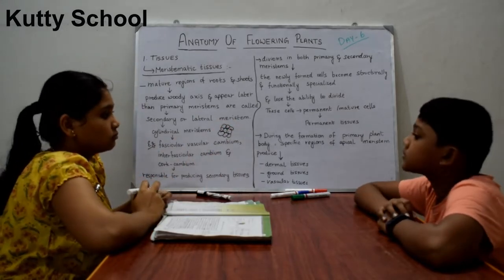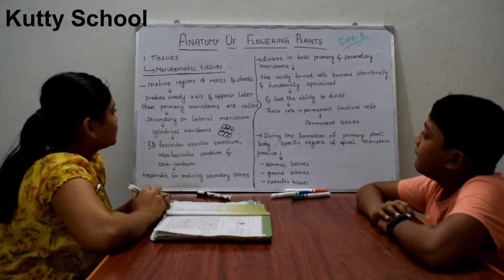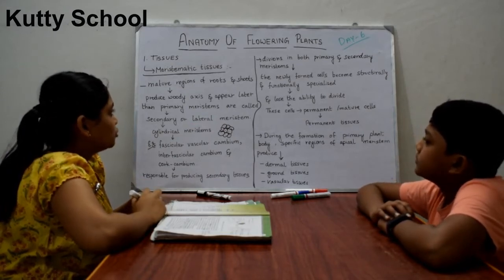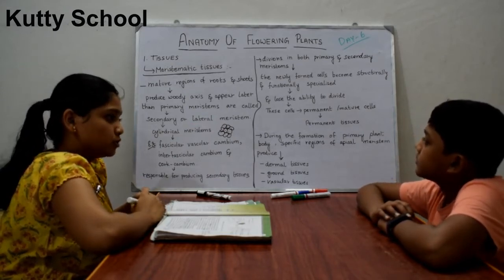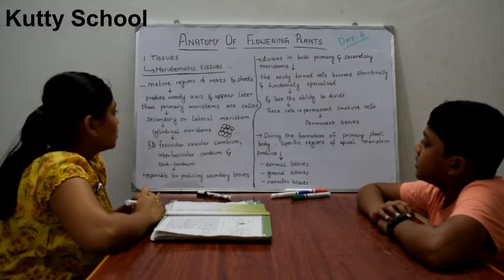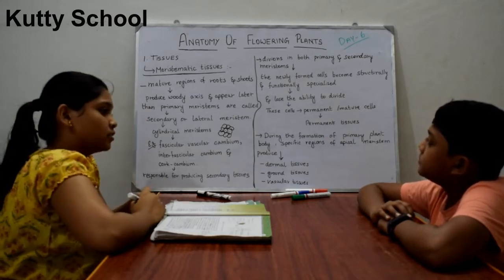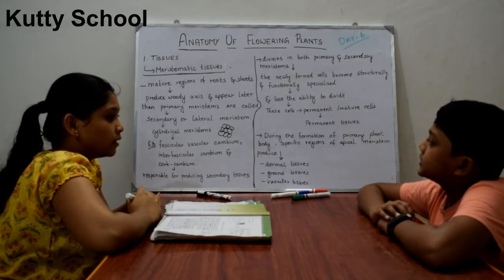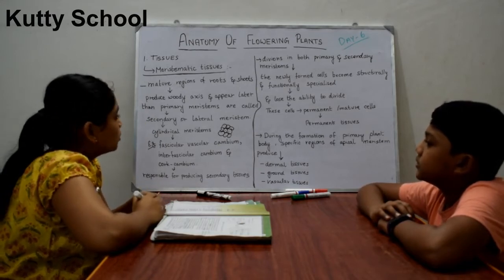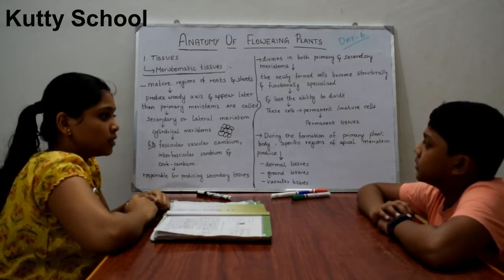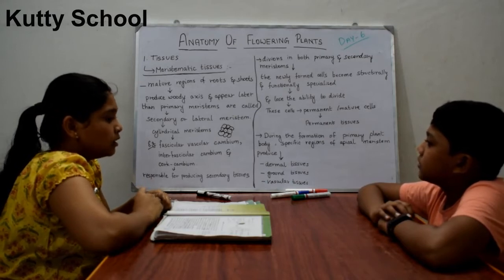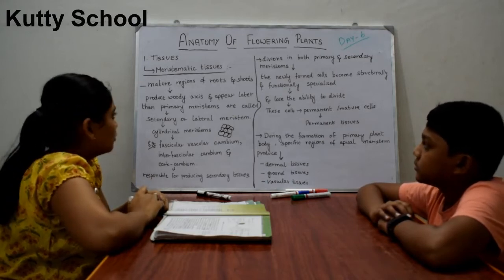So here, the mature regions of roots and shoots produce the woody axis. First we saw primary, so now it is mature. Therefore it produces woody axis, since the stem is generally woody in many plants. So it becomes woody.